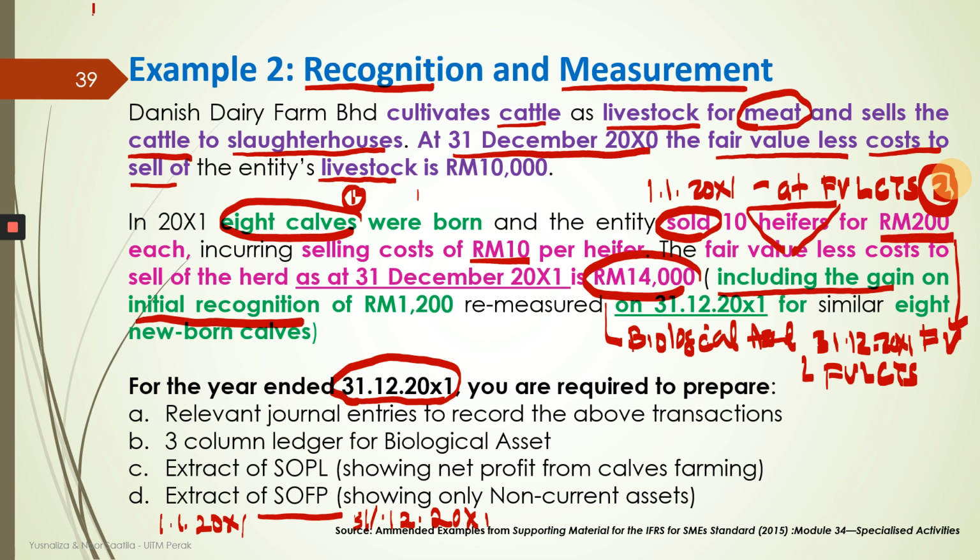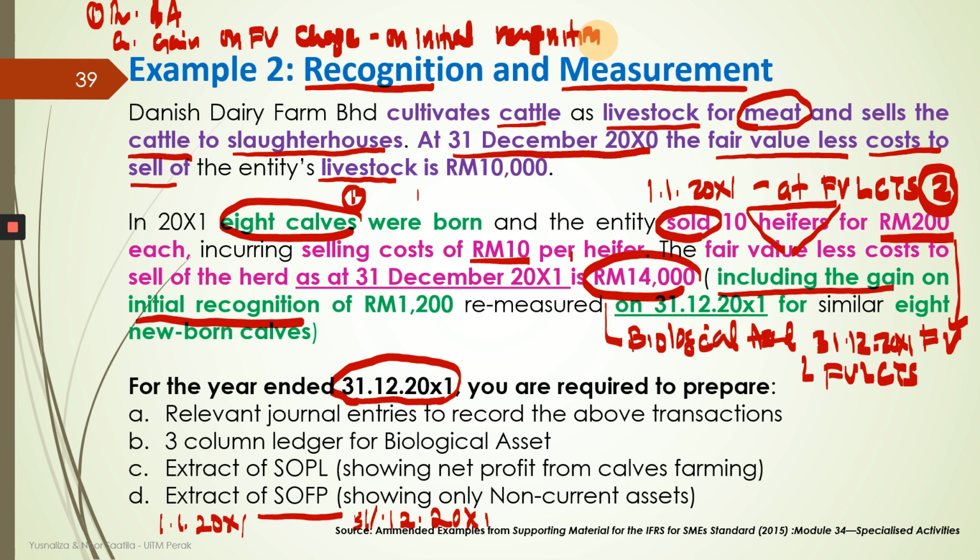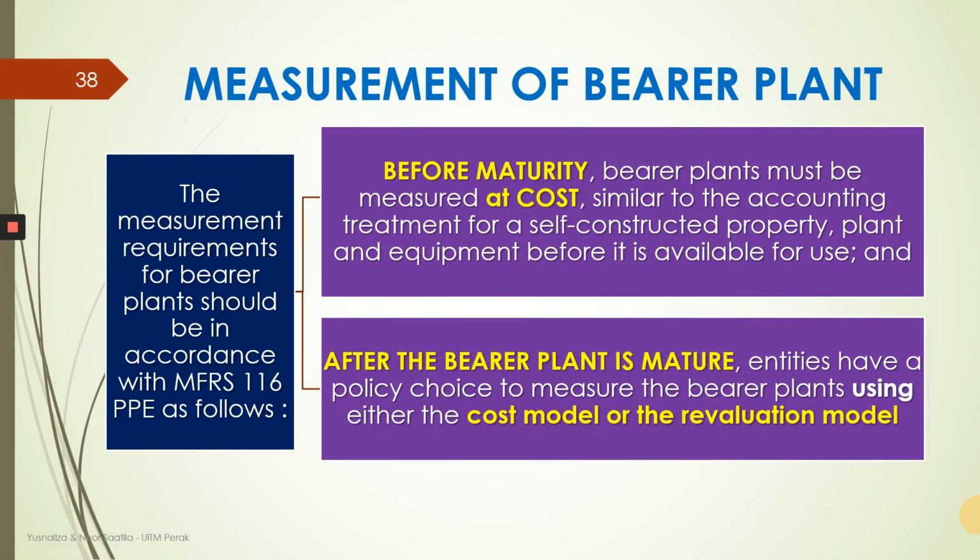For the first transaction, debit biological asset and credit the gain on fair value change. How much? The gain on initial recognition has been given to you, so you don't have to calculate. It was 1,200. That was the first thing you need to record. Then the sale of the biological asset, which is number 2. So we'll record them.